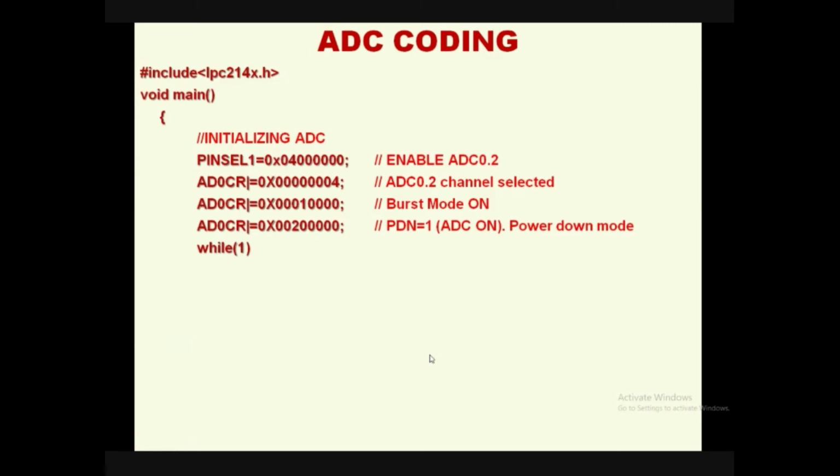After initializing ADC, as told several times, we need to do the start of conversion. The start of conversion is also done only through the ADC 0 control register. If we give 0x01, 000000, then it will do the start of conversion. And after converting, the result will be available in the result register. We can see the data in the result register as we discussed right now.